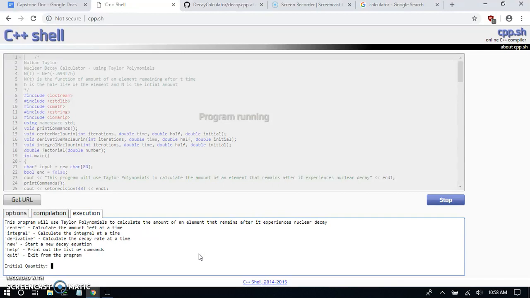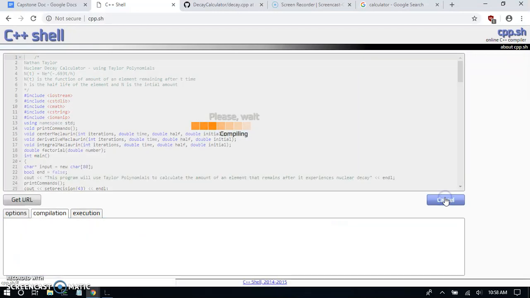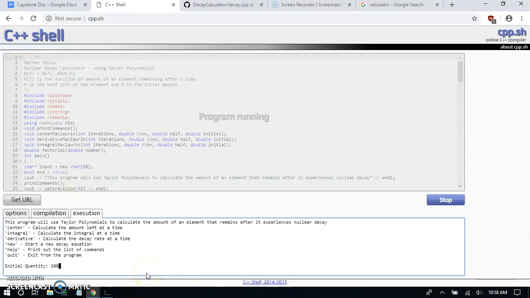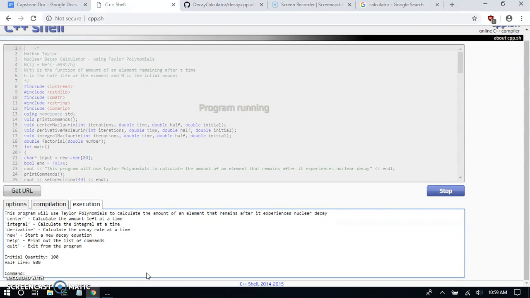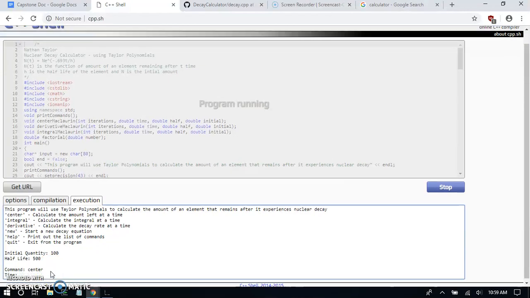So for our test case, let's just choose some random values. So we'll say the initial quantity is 100. Might have bugged out. We're going to stop and restart this. Initial quantity is 100. Half-life is 500. Alright, so now let's just do the center. So that means it's just the normal nuclear decay equation for half-life.